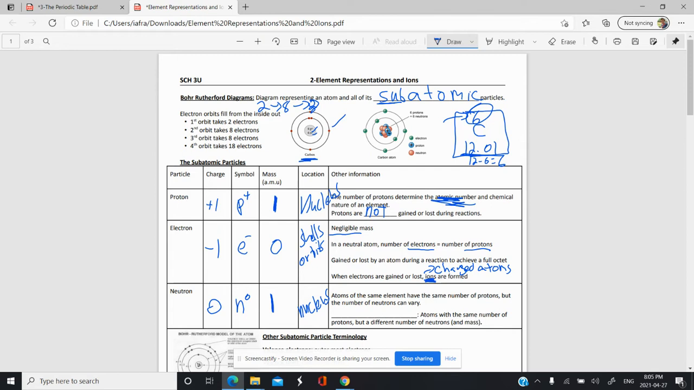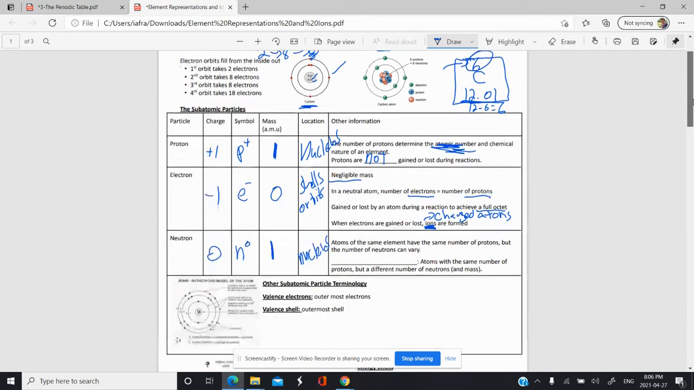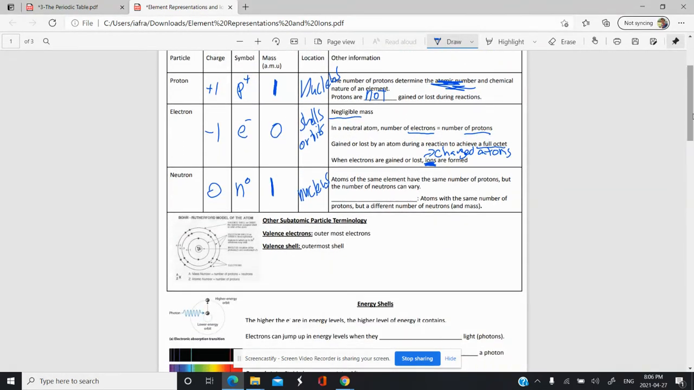But generally, atoms will lose electrons or gain electrons to become more stable, to get a full octet, just like what would it be? What are those elements called? The noble gases. That's right. And then, as I mentioned earlier, neutrons are neutral. They can change.